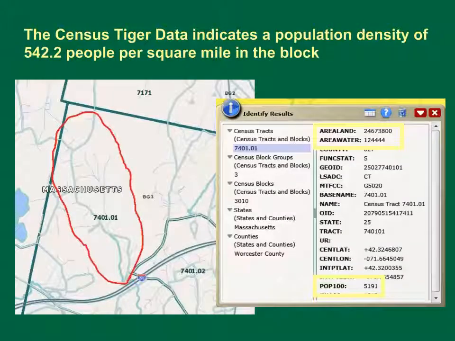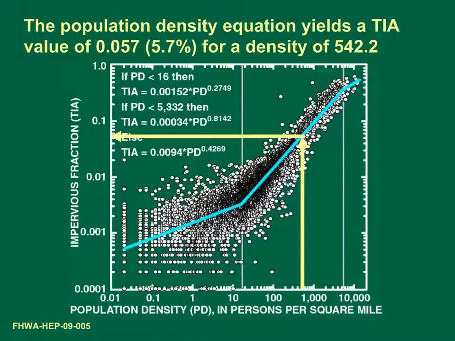The Census Tiger data indicates a population density of 542.2 people per square mile in the census block 7401.01. In this case, the census approach is easy because there's only one block within the stream basin. The population density equation, which we discussed in the module on imperviousness, yields a TIA value of 0.057 or 5.7% for a density of 542.2 people per square mile.